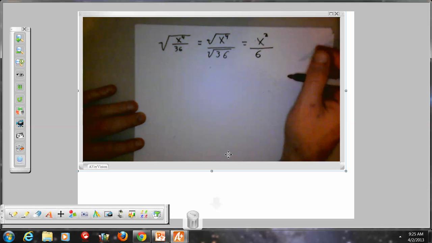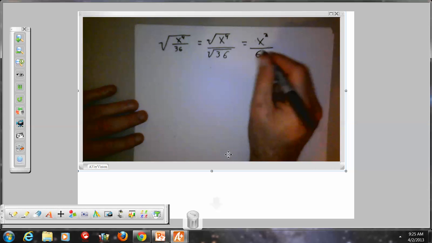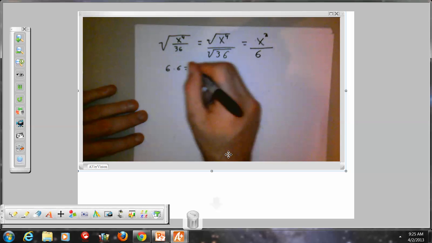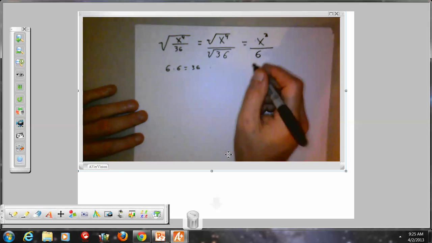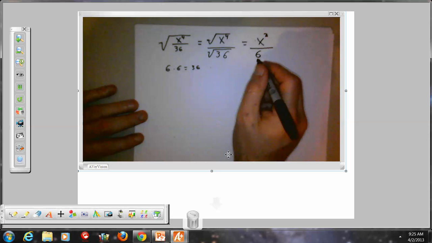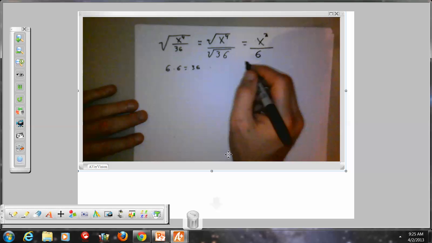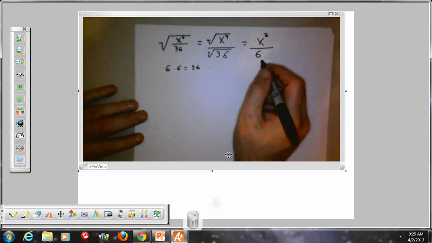Alright? Now, why is this x squared divided by, well, we have the 6 on the bottom because 6 times 6 equals 36. Notice that I put a positive 6 in instead of a negative 6, even though negative 6 times negative 6 also gives me 36. When we take the square root, we should always end up with a positive number.